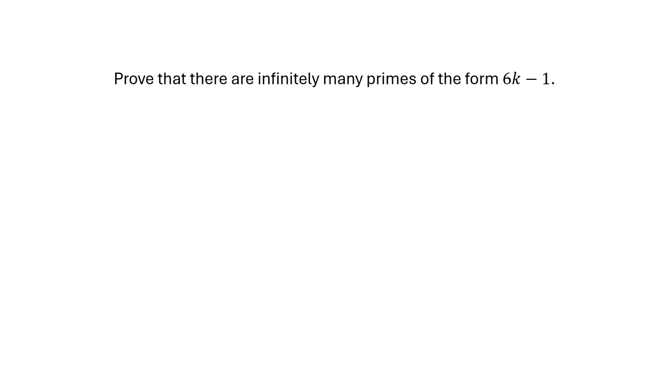For our next problem, we have this. Prove that there are infinitely many primes of the form 6k minus 1. This is proof by contradiction, or at least the way I did it. And it uses a similar trick to what is normally used when proving that there's an infinite number of primes. So have a look at this, and I'll give you the solution on the next couple of slides.